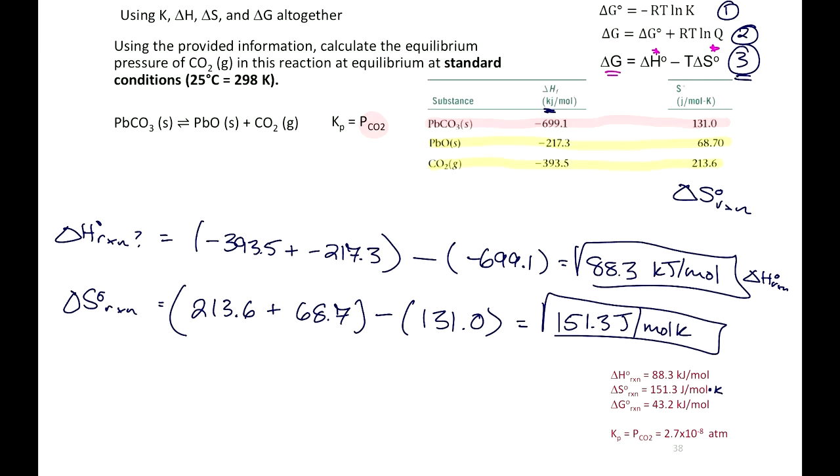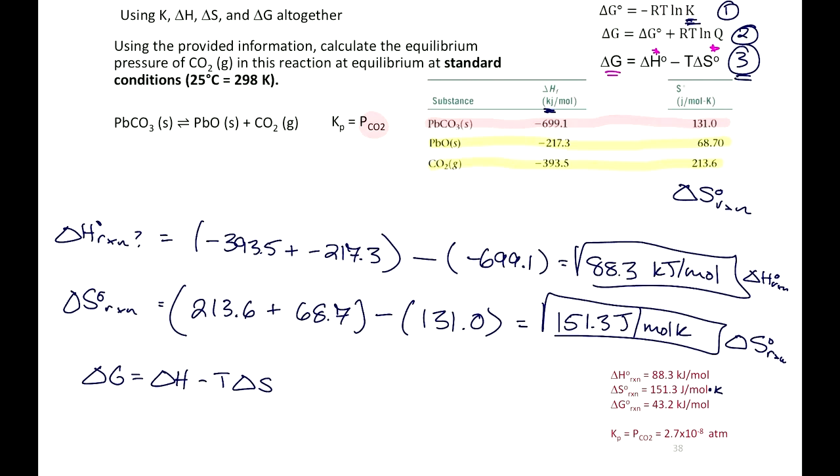Great. So we have delta H and delta S of our reaction. We're one step from being there yet. In order to calculate the equilibrium pressure, or K in this case, we need delta G. We have not calculated delta G yet, but I want to prove to you that if we use these two pieces of information we just calculated and plug them into delta G equals delta H minus T delta S, we will get the same delta G we got in the previous slide, which is really great.